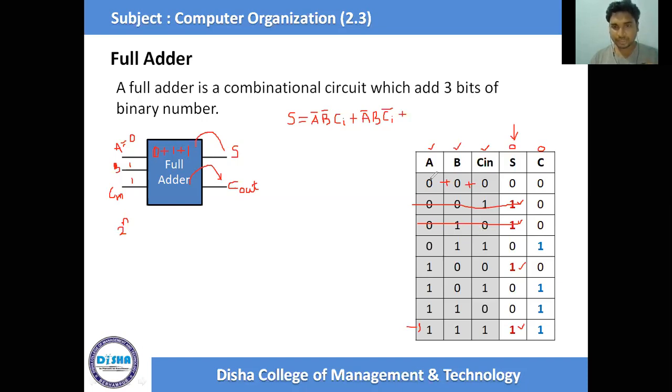So here A is 1, that is A. B is 0, C in is 0. That means B not and C in not. Okay, this is also over, and the last case, this one, all are 1. So just write A, B, C. So this is our equation for S.